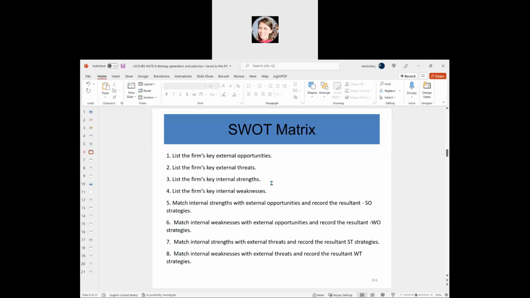Sometimes you may hear others call this SWOT analysis as well. Either way, it means about the same. It is basically analyzing the strengths, weaknesses, opportunities, and threats, and deciding the important success factors from this SWOT, to come up with the SWOT matrix. So these are the steps to come up with the SWOT matrix.